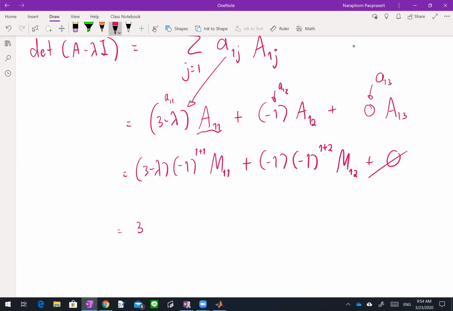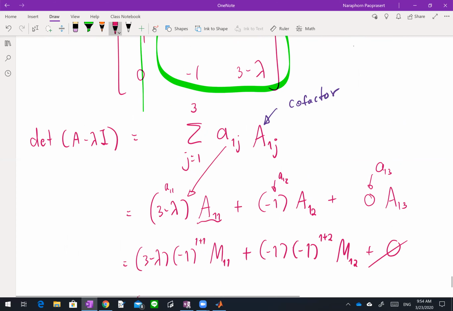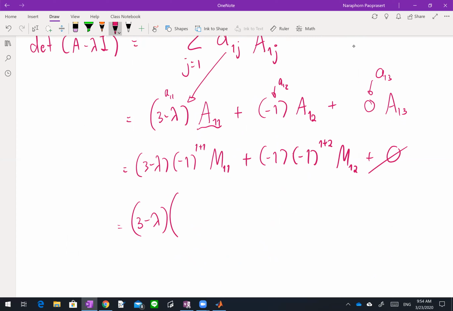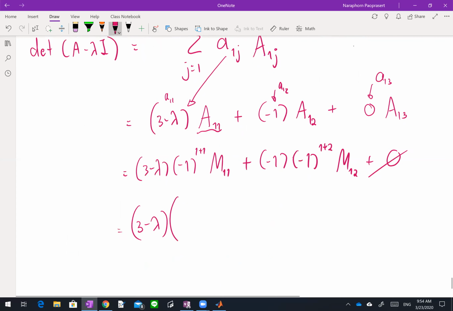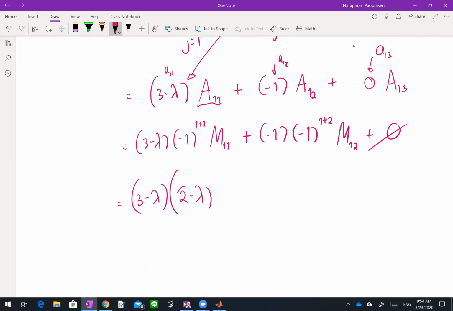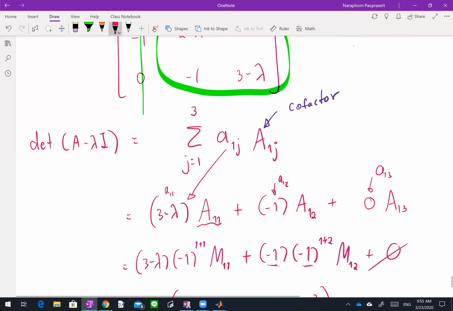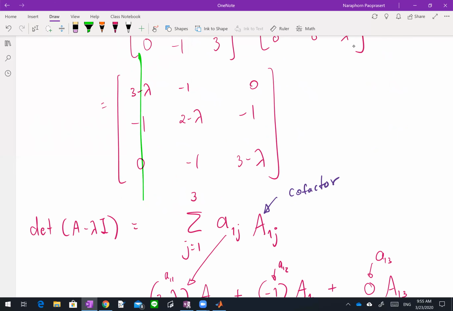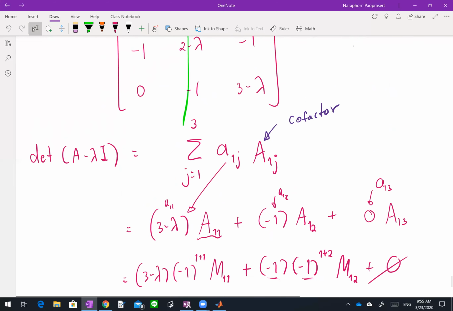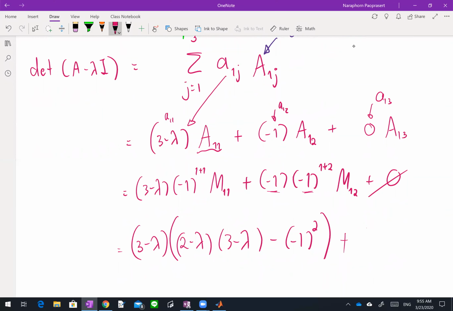So this is actually 3 minus lambda, and the det of the 2 by 2 matrix is just 2 minus lambda times 3 minus lambda, minus 1 squared. This is minus 1, this is minus 1, so it's just plus 1 times the det of the remaining one. So let me cut the first row and the second column. This is going to be minus 1 times 3 minus lambda. So minus 1 times 3 minus lambda.